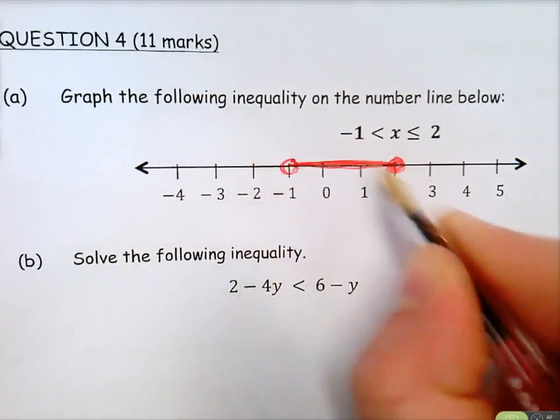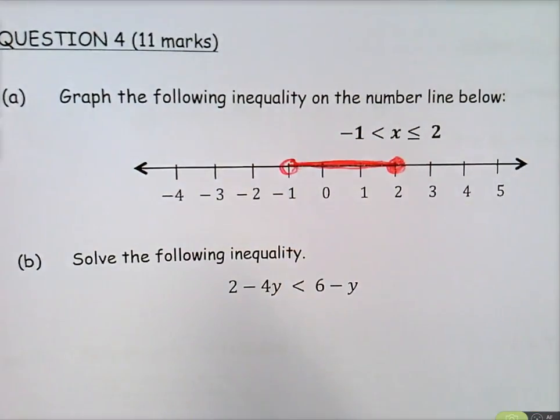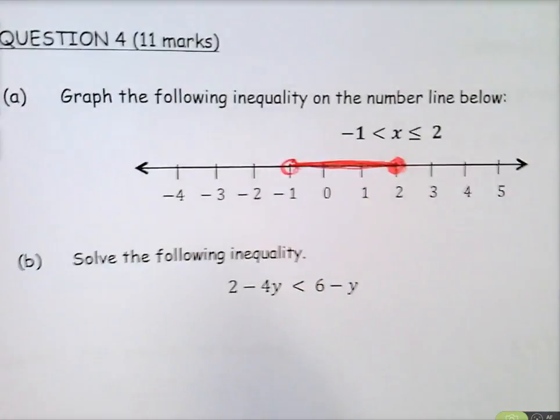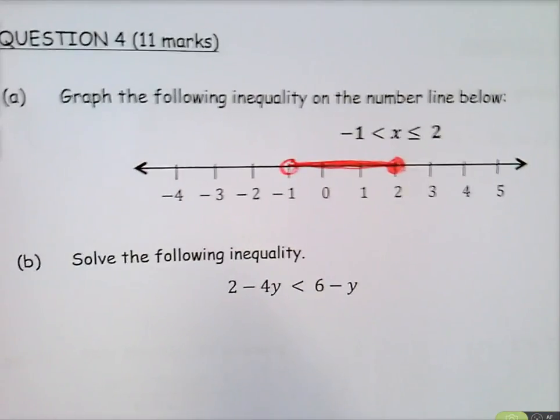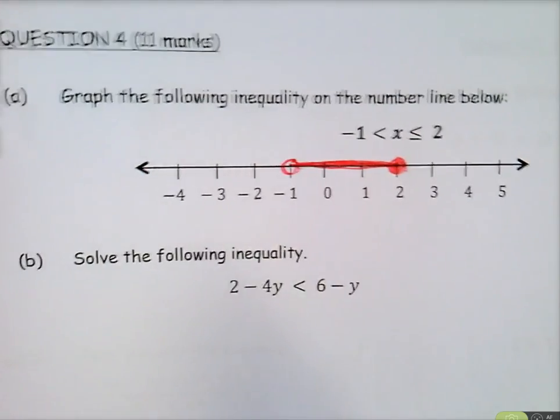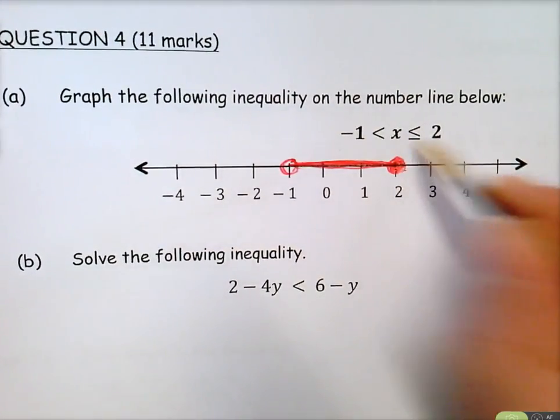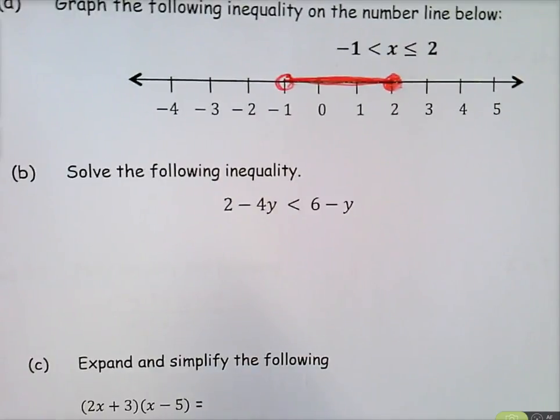So open circle on the -1 because x doesn't equal -1, it's only greater than -1, but it's less than or equal to -2. Some people have their shading done incorrectly. The equal one is coloured in. Okay? Solve the following inequality.